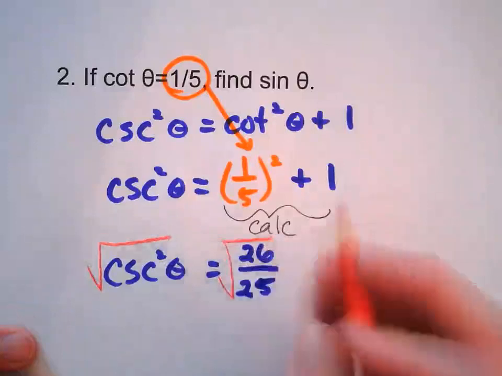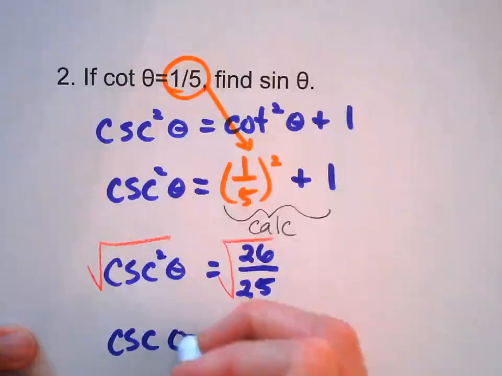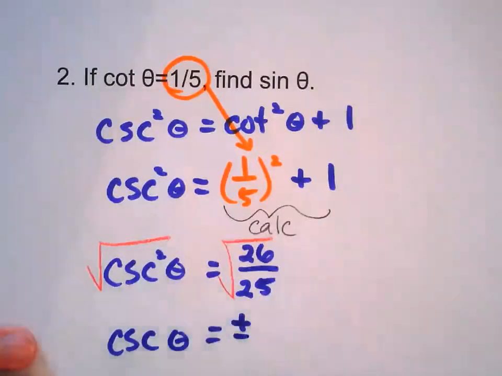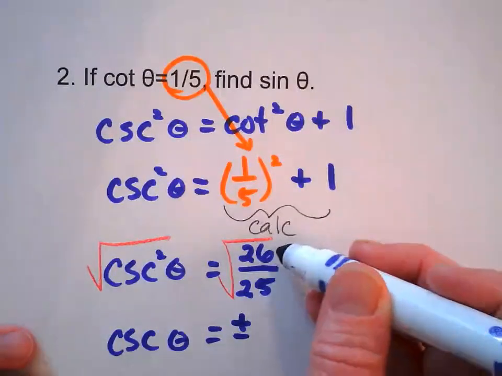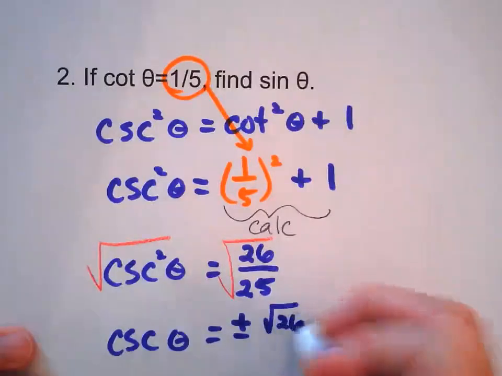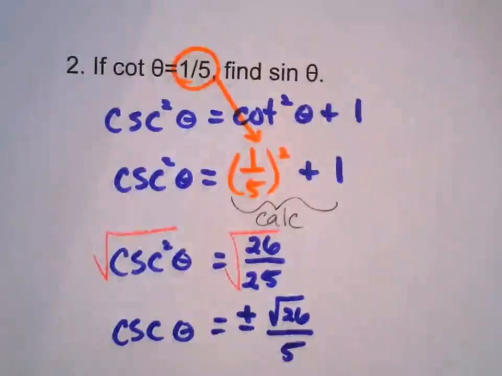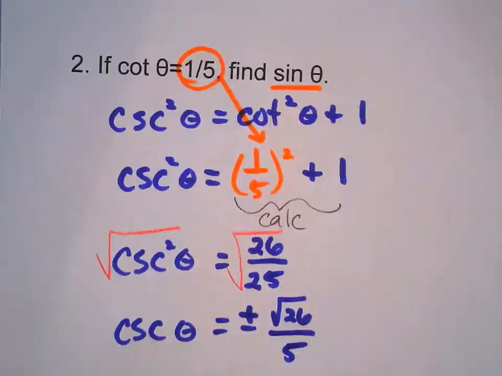Square root, cosecant theta equals plus minus. All right, can't take square root of 26. There's no number that divides into 26. It's a perfect square. So square root 26 over square root of 25 is 5. Now, might look like you're done, but don't forget what you're trying to find is sine. So how do you get sine from cosecant? We reciprocate.